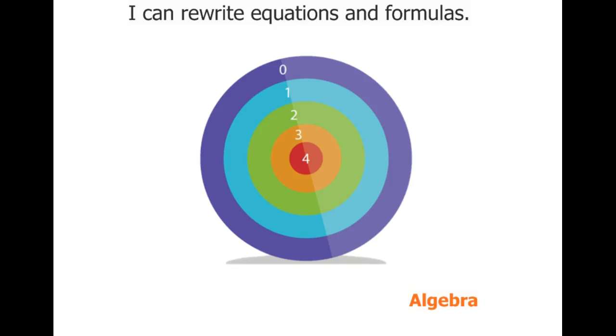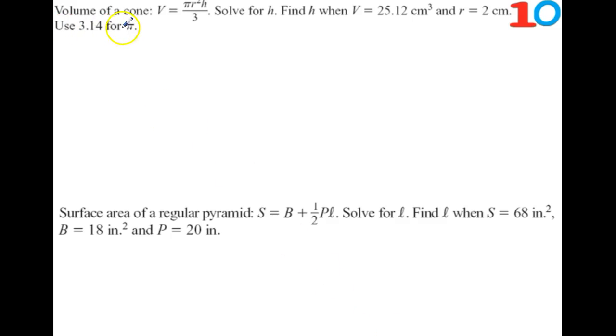Here's a couple more. I think, yep, those are the last two. It says the volume of a cone is V equals pi r squared h divided by 3. Solve for h. So first, I'm not even going to read any further. I'm going to solve this for h.